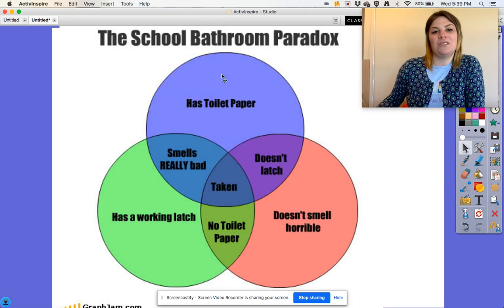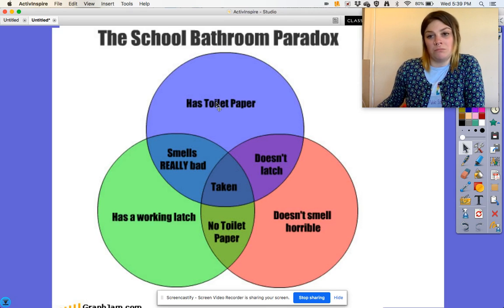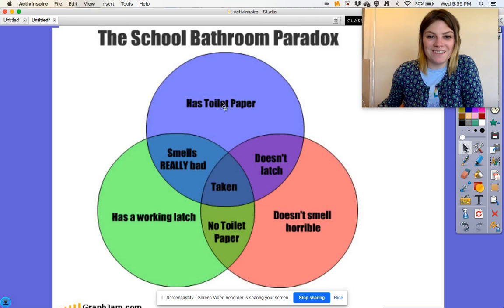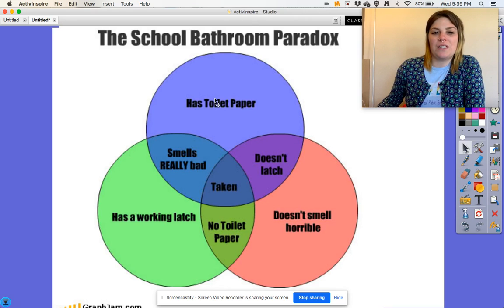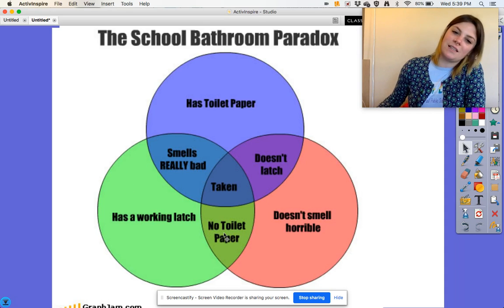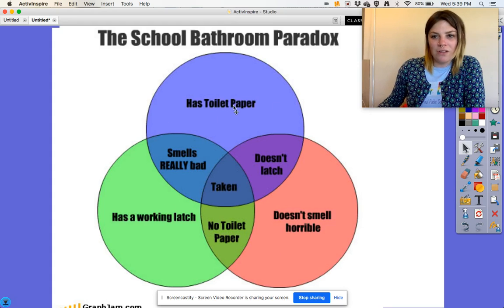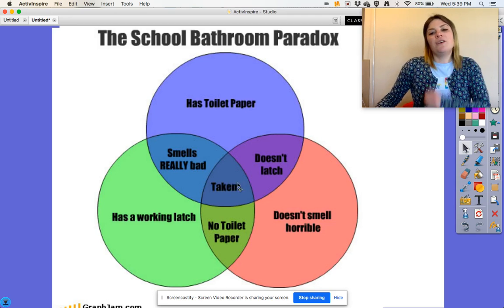So, school bathroom paradox, and it has toilet paper, which is kind of a sore subject in our world right now. If it has toilet paper, then it's not going to close and it's going to smell really bad. If it doesn't smell horrible, then it's not going to close and it's not going to have any toilet paper. If it has a working latch, then it's going to smell really bad and then there's no toilet paper. And if you get all three, right, this middle part is where they all overlap, then somebody already got to it before you. So it's kind of a funny way to look at it.